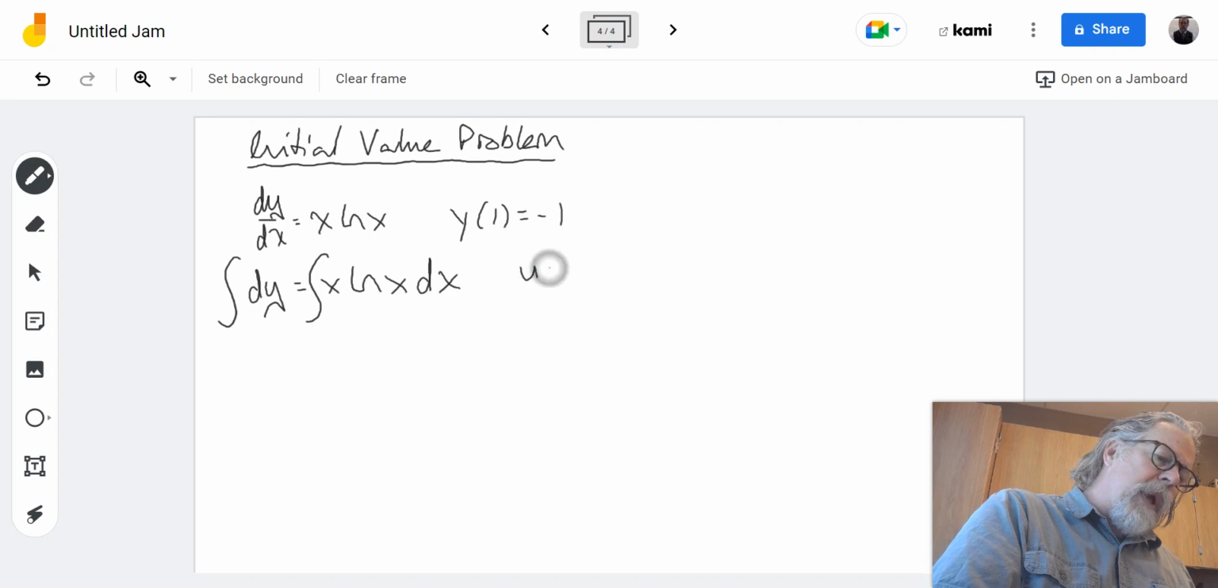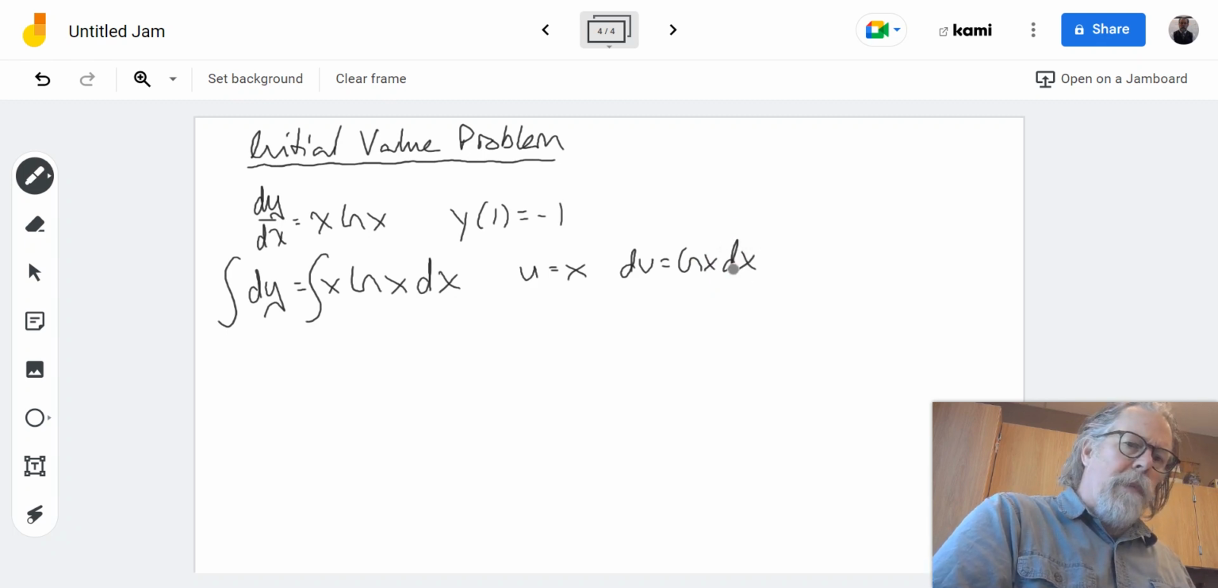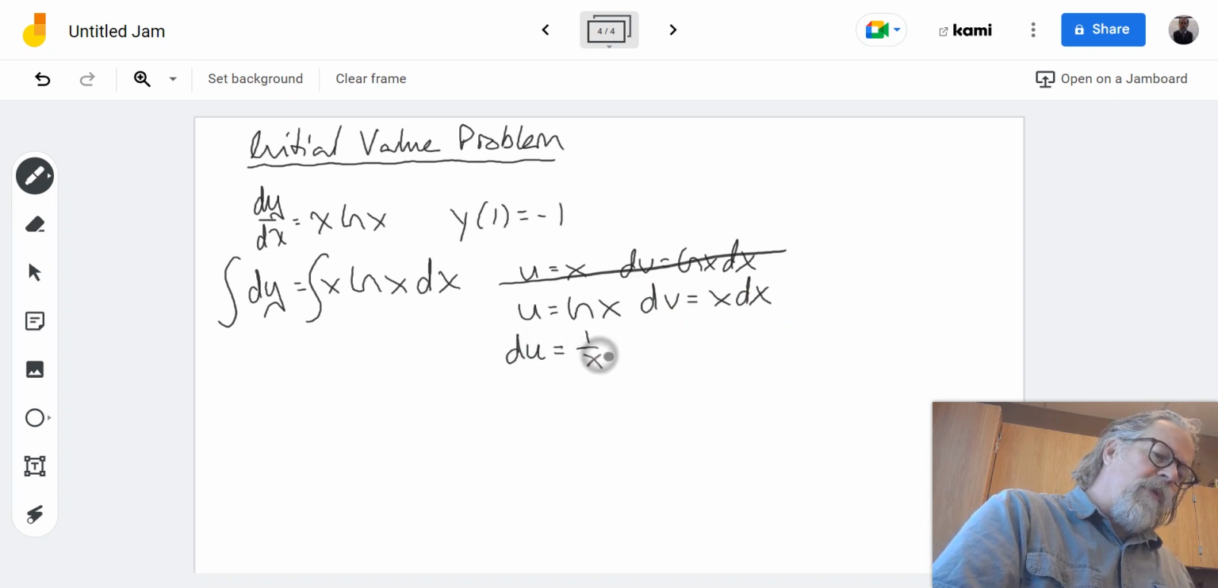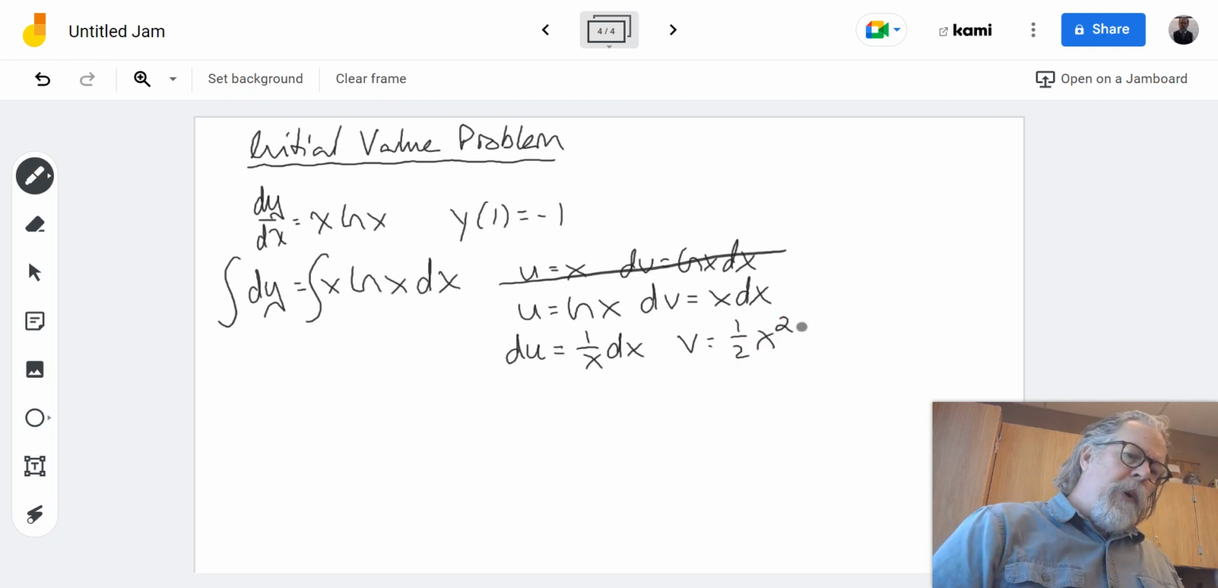Well, I could either make u equal to x and dv equal to natural log of x dx, but I see a problem there. The antiderivative of natural log is a bit more complicated. I'm going to switch. I'm going to say that u is equal to natural log of x and dv is equal to x dx. Now, this is nice and easy because du is just 1 over x dx, and this just means that v is equal to 1/2 x squared.